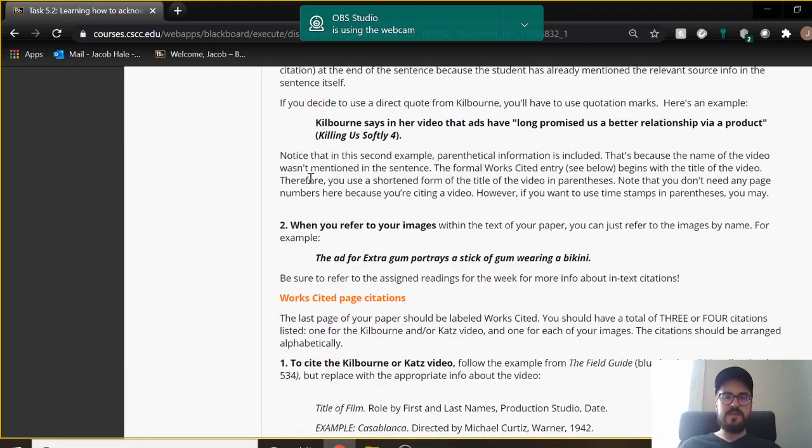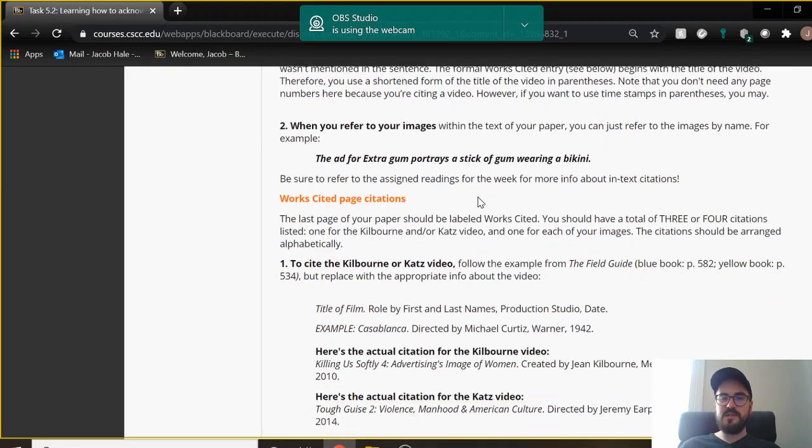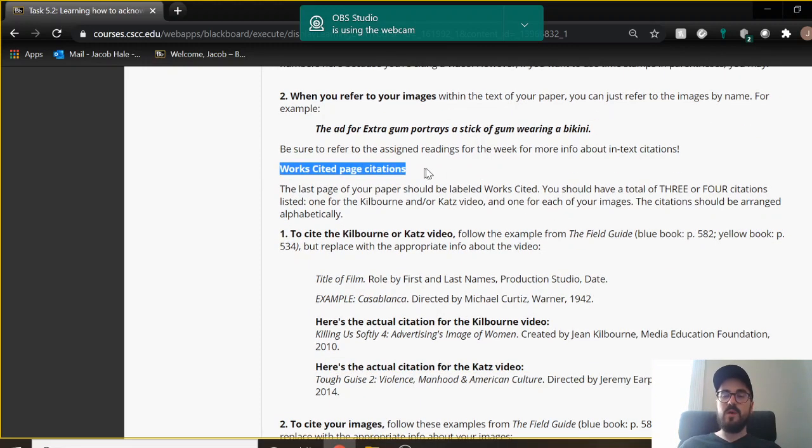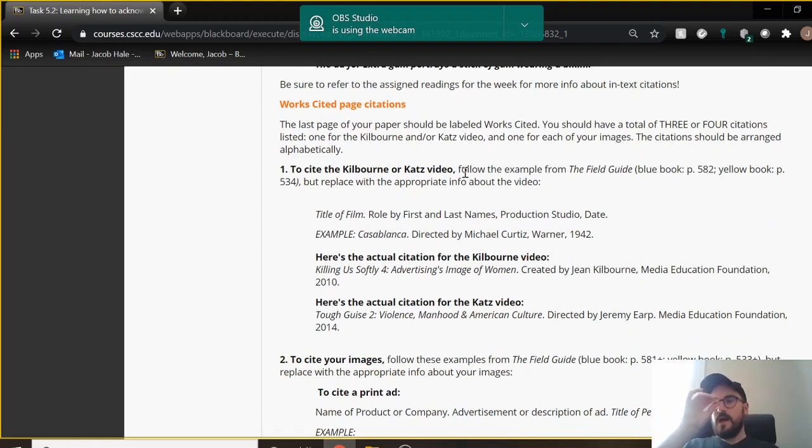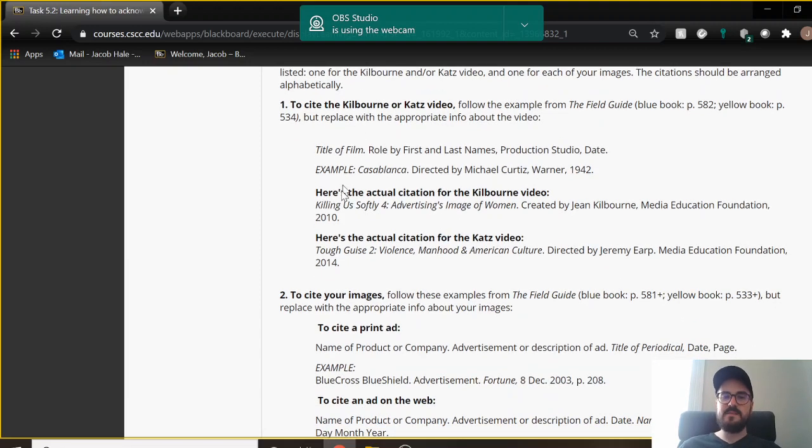Okay, moving on. So that was all about in-text citations. We're now going to talk a little bit about works cited pages. Your textbook has plenty of examples of works cited pages. You can take a look at those. On your works cited page, again, you're only going to have those three sources. And this is how you cite Kilbourne and Katz.